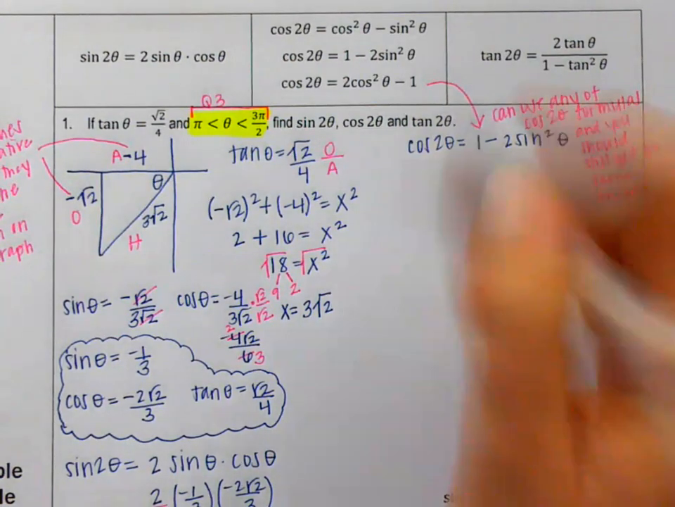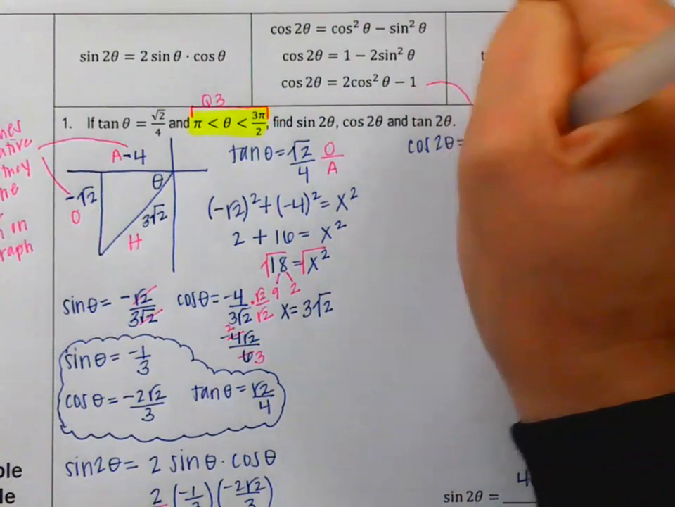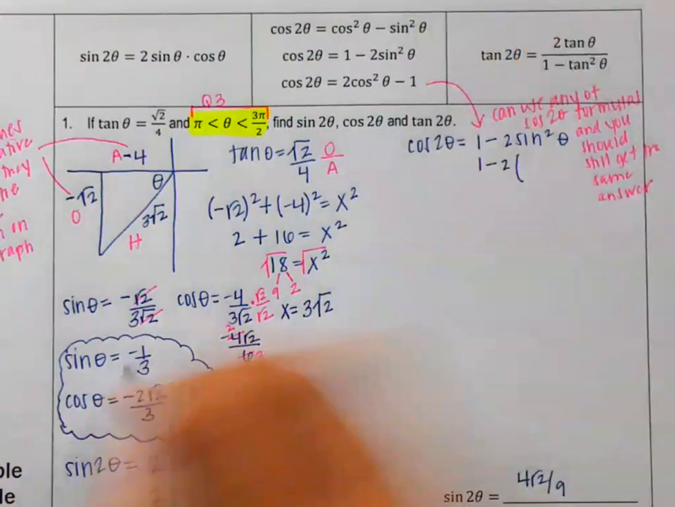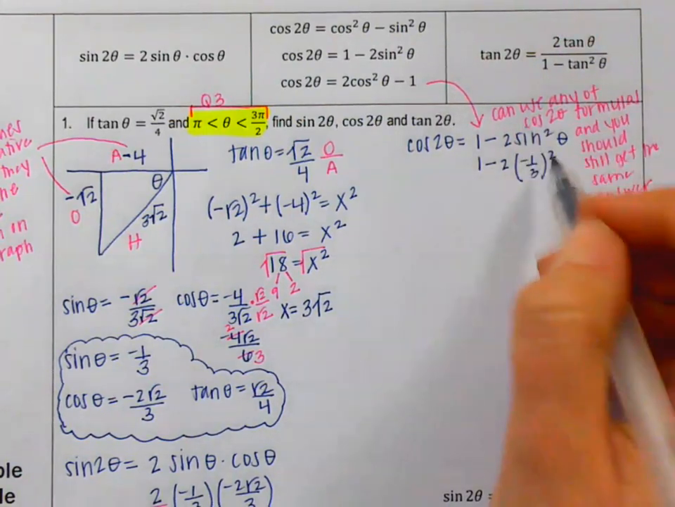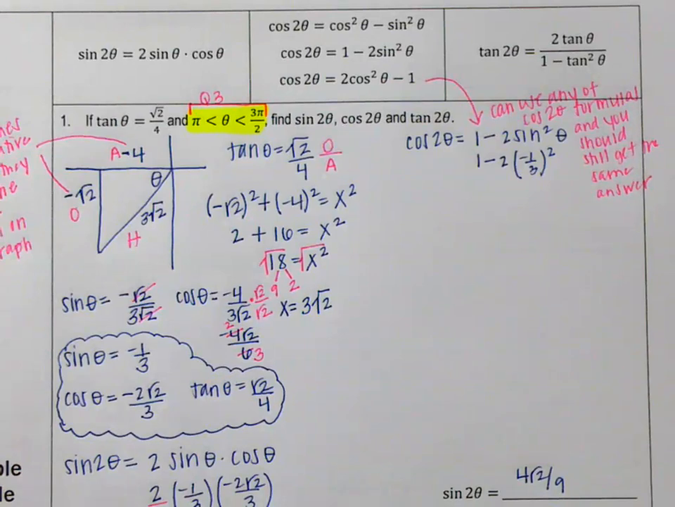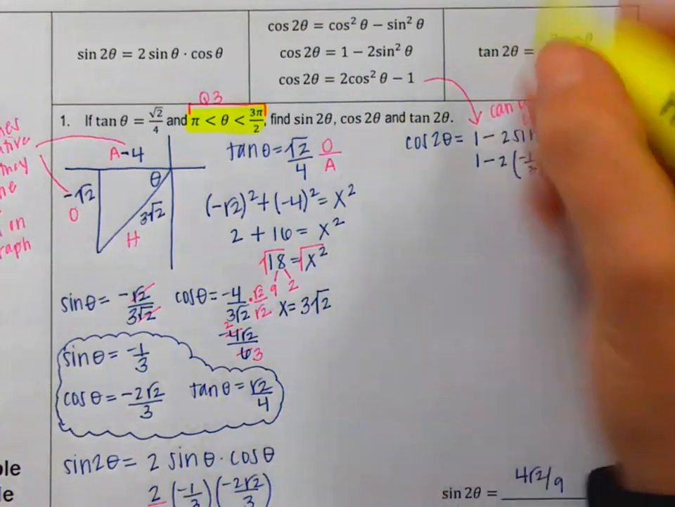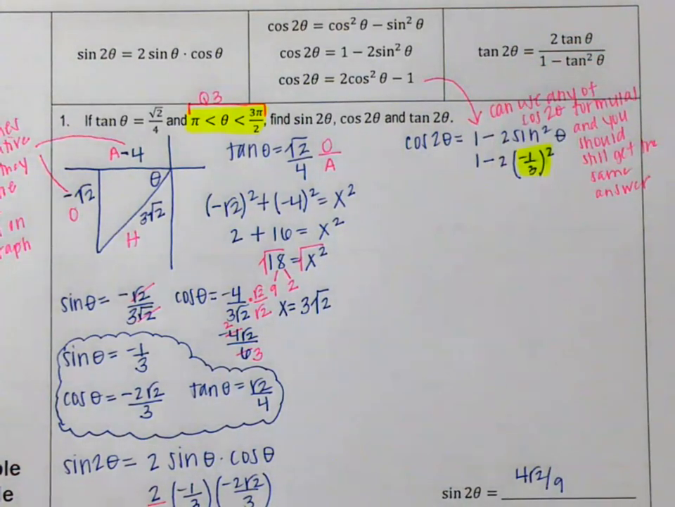Okay, so let's just plug that in. So that would be 1 minus 2 times sine -1/3 squared. So remember the squared goes on the outside. Now you have to remember PEMDAS when you're doing this. So you have to think about your order of operations. I do my exponents first. So I'm first going to do -1/3 squared.